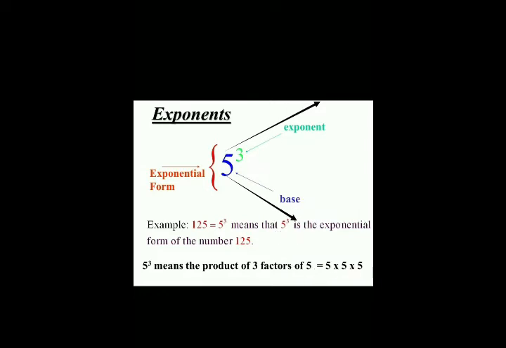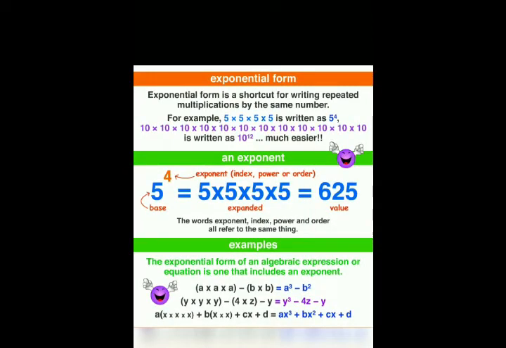5 cube means 5 raised to the power 3, which means the product of 3 factors of 5. We can write 5 three times, so it is equal to 5 multiplied by 5 multiplied by 5. So this is the exponential form of 5 cube, where 5 is the base and 3 is the exponent. So how can we write a large number in exponential form?